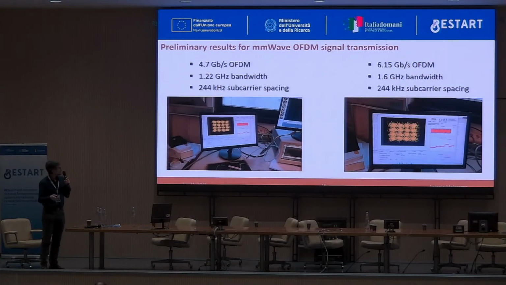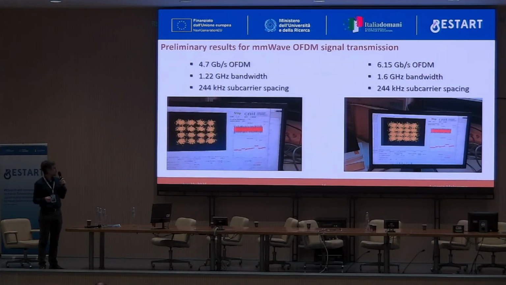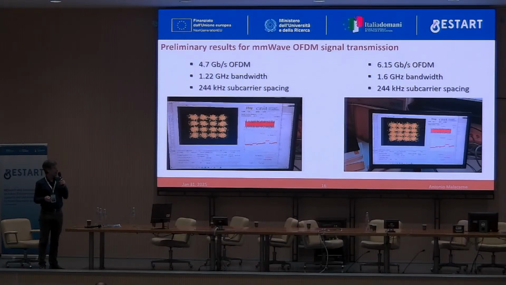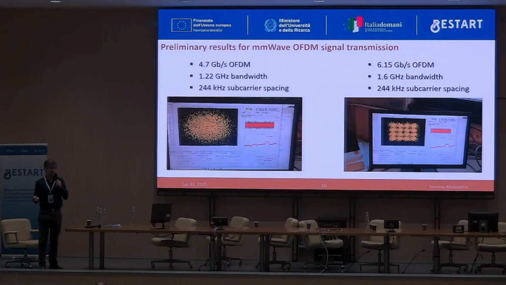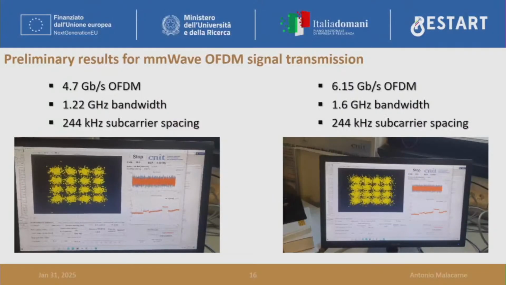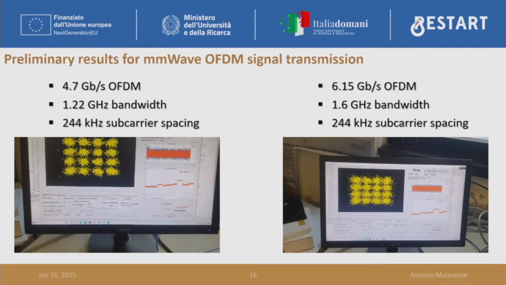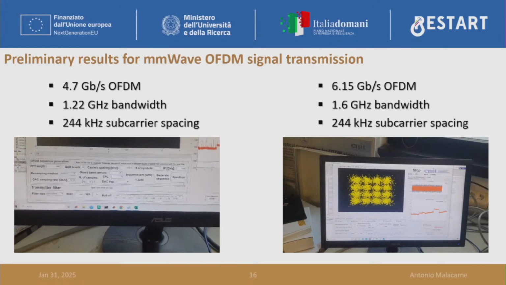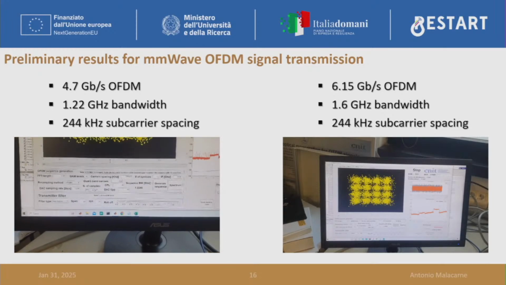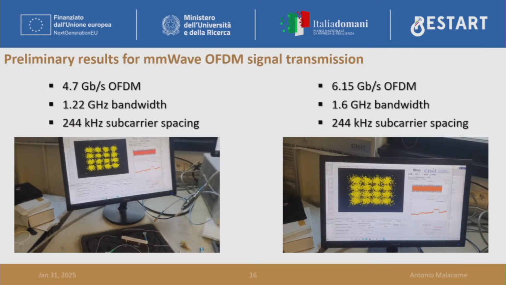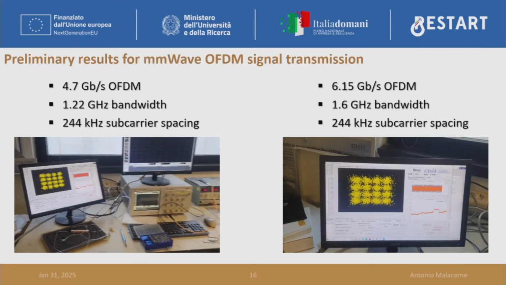Okay, here is a very recent OFDM transmission because we are working also on the DSP part of the receiver. So we were able recently to achieve the numbers that you see there: 4.5 gigabit OFDM with 1.2 gigahertz bandwidth and 6 gigabit with 1.6 gigahertz bandwidth, and with the subcarrier spacing that matches the current 5G standards.